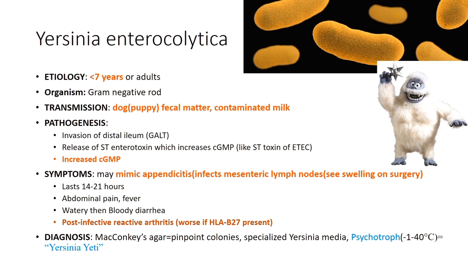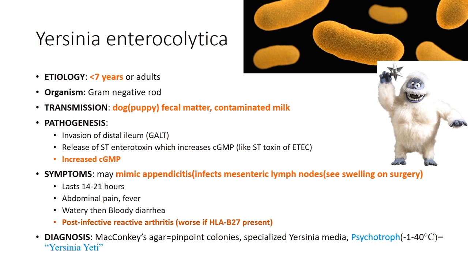Symptoms of this: because it invades the lymph nodes, it may mimic appendicitis. This is known as pseudo-appendicitis. So this patient has severe abdominal pain and it seems just like appendicitis. But then you're going, wait a second, why am I being tested on appendicitis in a micro class? That's because they're probably getting at Yersinia for you. So keep that in mind. This is a differential for an appendicitis-like presentation.